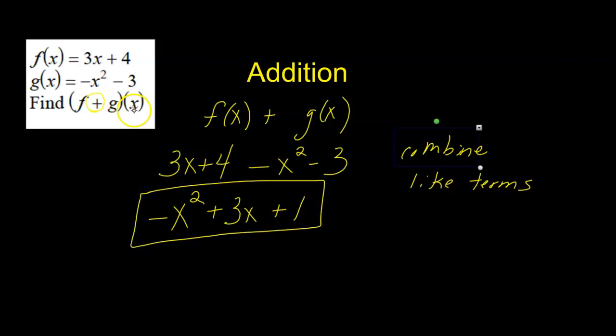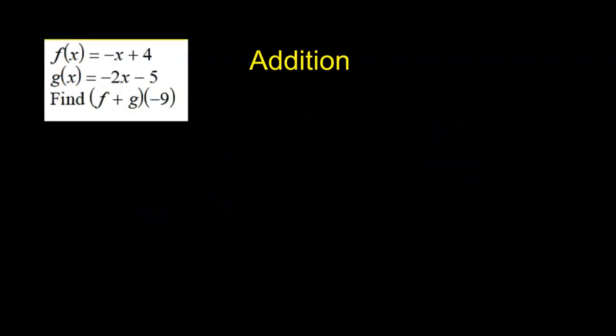So when you see a variable here, that means you're not like substituting anything in. Your answer is going to be just another function. It's a polynomial. If you go to this example, now this is asking us still to add our functions together, but we have a negative 9 here. So they want us to find f plus g, so add your functions together, of negative 9. So what that means is plug negative 9 in for x when you're all done.